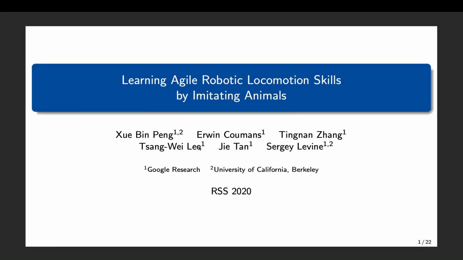Good morning, everyone. Today I will be presenting a paper on learning Agile robotic locomotion skills by imitating animals, published at RSS 2020. The work comes from a collaboration between Google Research and UC Berkeley, with the lead authors being Xieping Pan. This paper tackles one of the long-standing challenges in robotics, getting a legged robot to move the way animals do, and it does so using a surprisingly elegant imitation learning approach.